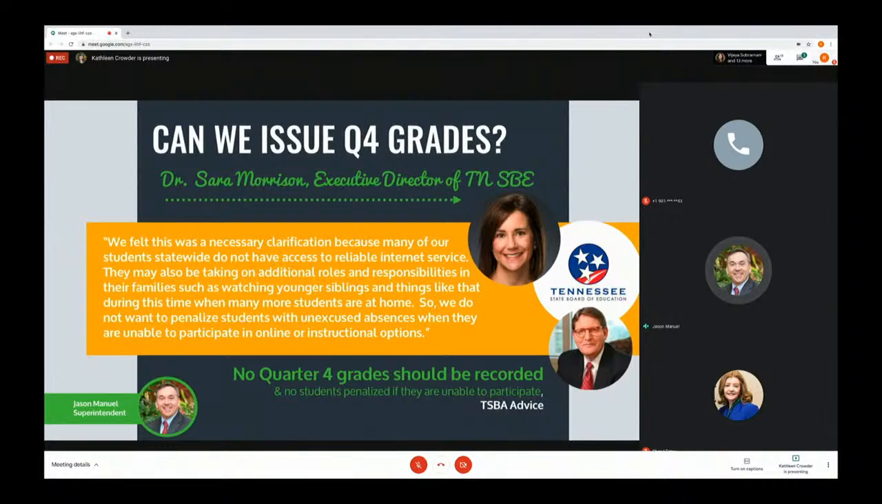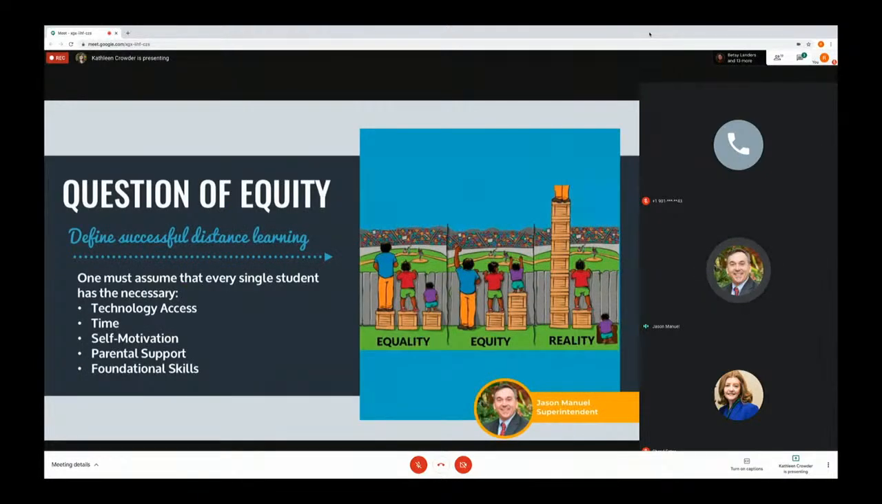So you could have a situation where students are not attending any of the events, they are not doing any of the activities. How do you provide them a grade in contrast with students who are being provided those activities or opportunities? But it's a broader question. It's a deeper question. It's really a question of equity. And so this is a picture that a lot of educators have seen, and I think it really helps you understand the difference between equality and equity.